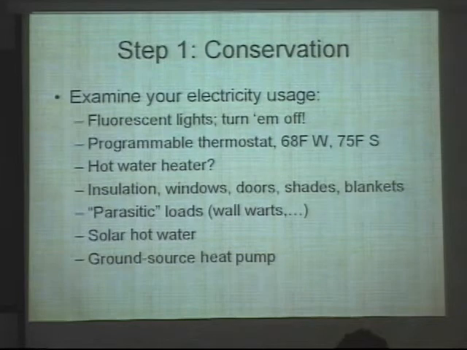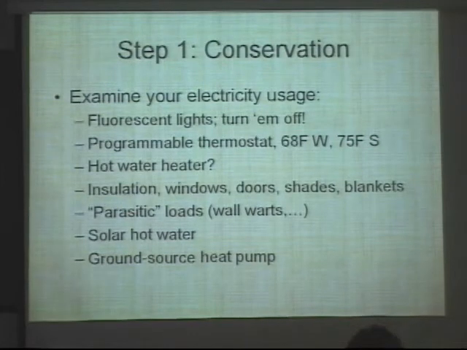A programmable thermostat is probably the next cheapest thing to do, one that you can tell to turn the heat down when you're not home, and turn it up when you get home, turn it down at night, turn it up when you wake up, do it all automatically. And once you've got that programmable thermostat, turn the heat down in the winter, turn the air conditioning down in the summer, so set your limits in fairly high ranges.